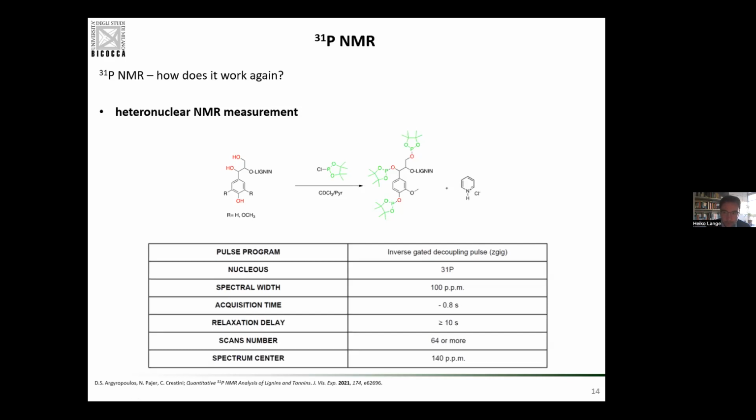So after this phosphorylation with this reagent here, I get a phosphorylated lignin that I can then treat with a standard phosphorus NMR protocol. The phosphorus NMR protocol has been debated, but at the end of the day, if you run it correctly, you get reliable data. There are lots of pitfalls where you can make mistakes, but running it correctly gives you really a nice tool for getting along with a structural identification.